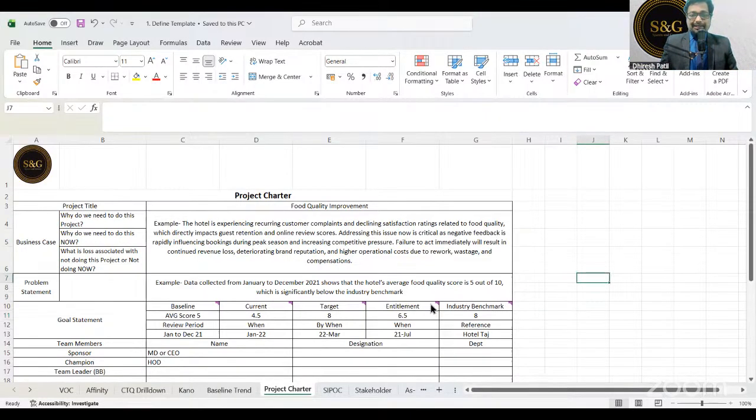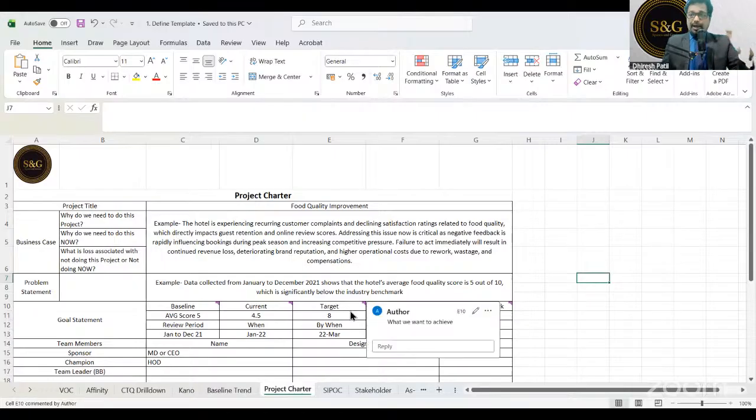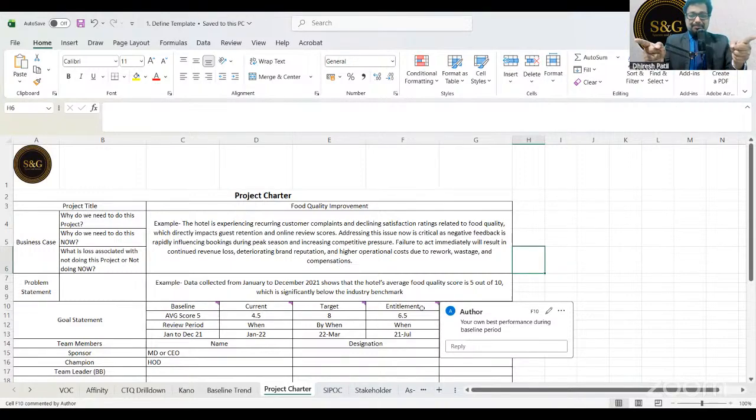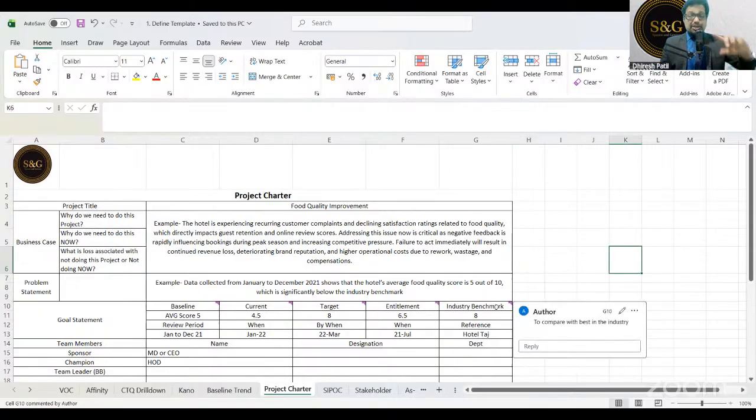Okay. Then comes the target. Target is self-explanatory. Then comes the entitlement. What is entitlement? Your own best performance during the baseline period. In those 12 months, what was your best performance? And then industry benchmark. What is there in the industry? What is the industry benchmark? If you know the number, put it over there.